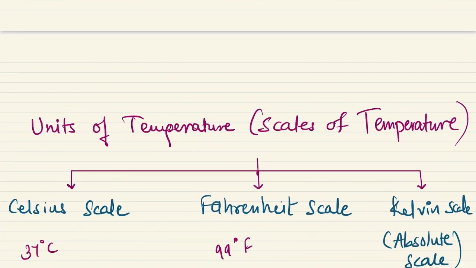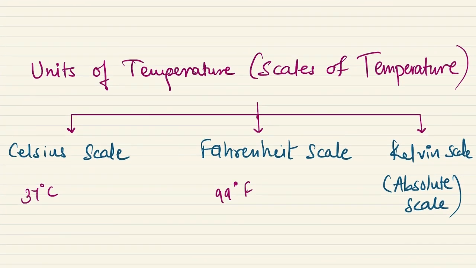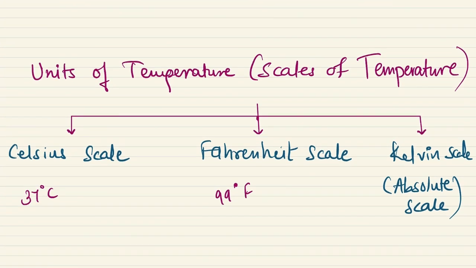Anyway, temperature can be measured in three different kinds of units, or rather scales of temperature. The first scale in which we measure temperature is called the Celsius scale. The second is called the Fahrenheit scale, and the third is called the Kelvin scale. Again, there are other systems as well, but we are using these three types of scales.